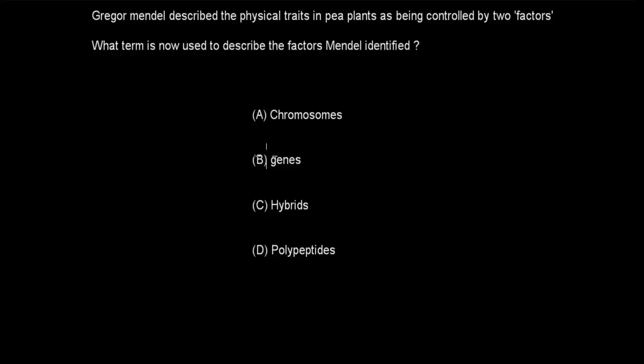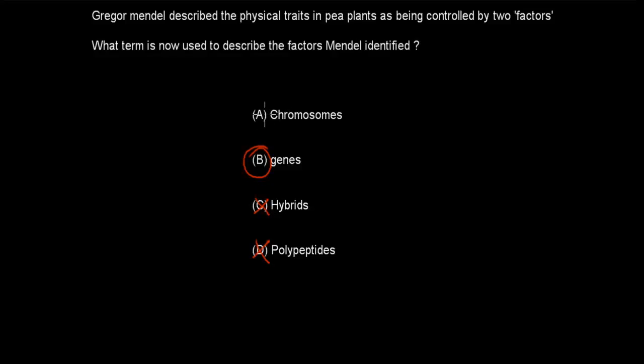Welcome back. The correct answer is B. Genes. Polypeptides were wrong because polypeptides are produced by genes. They weren't the things that were coding for the actual factors. So the factors were the genes, which were coded for polypeptides. Hybrids is just completely wrong.